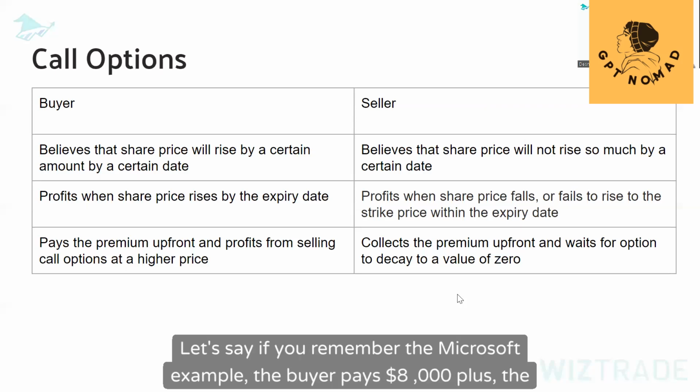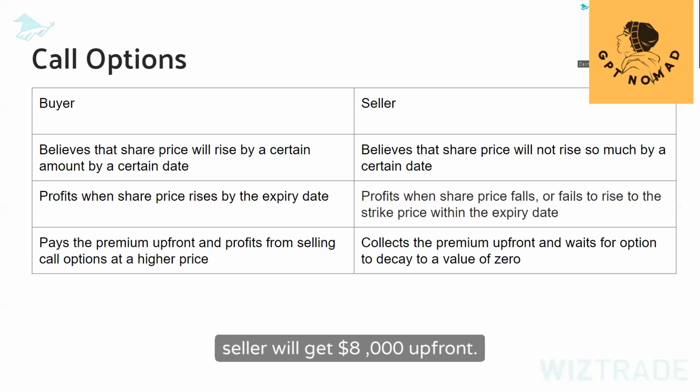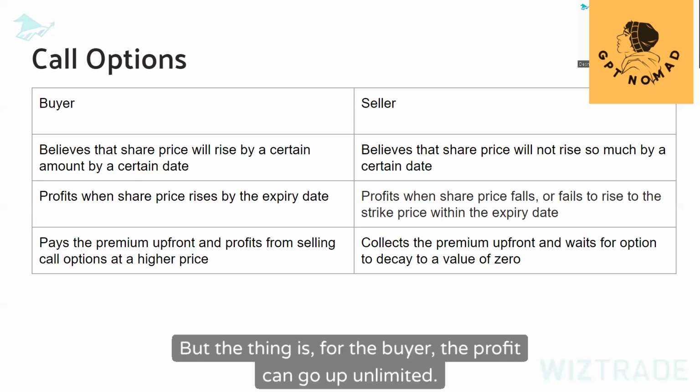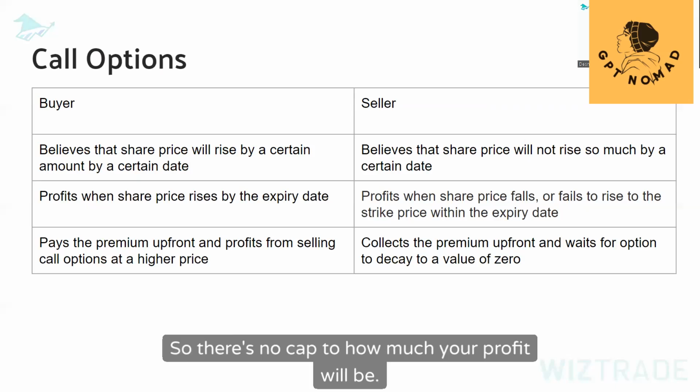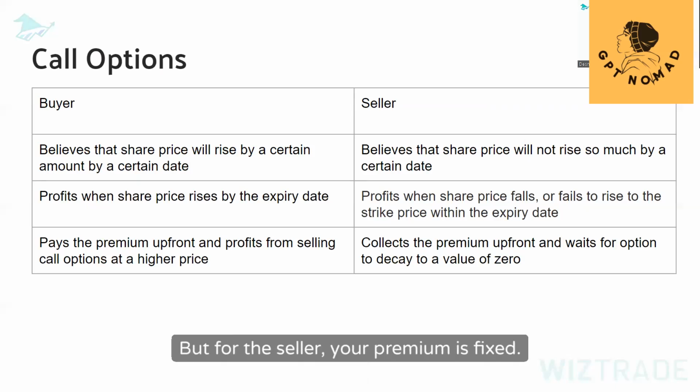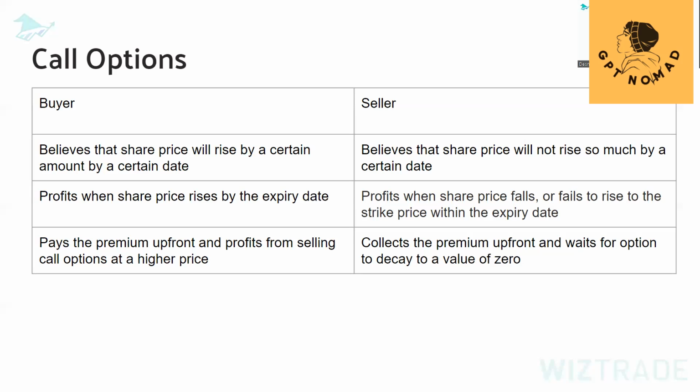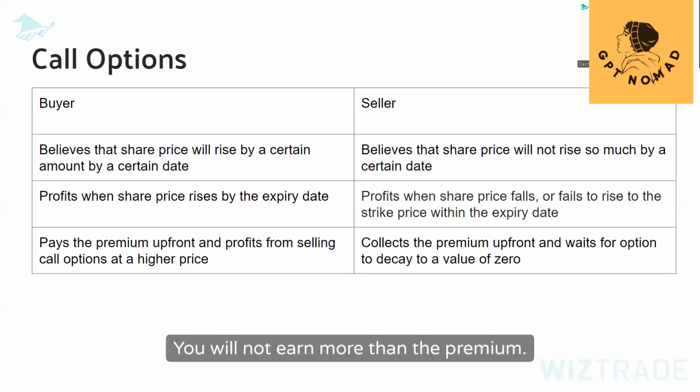Let's say you remember the Apple example, right? The buyer pays $1,000, the seller receives $1,000 upfront. After this, the profit potential is much bigger. Okay, if Microsoft shares rise a lot, your options contract will be worth a lot, right? So there's no cap on how much your profit will be. But for the seller, your profit is fixed, right? You will not earn more than your premium.